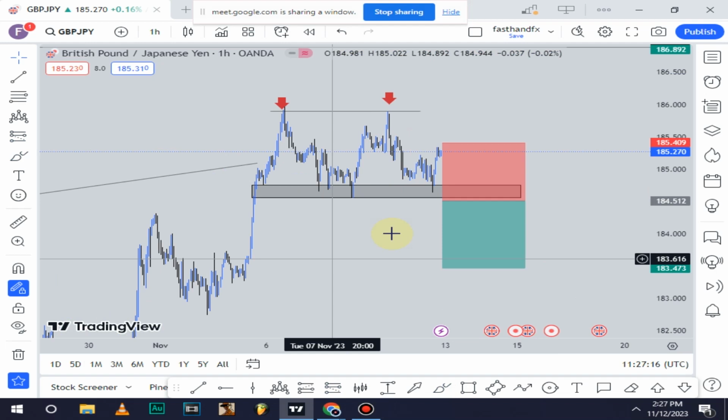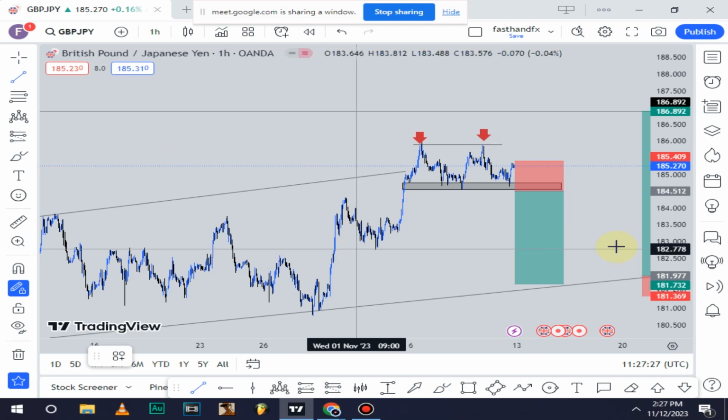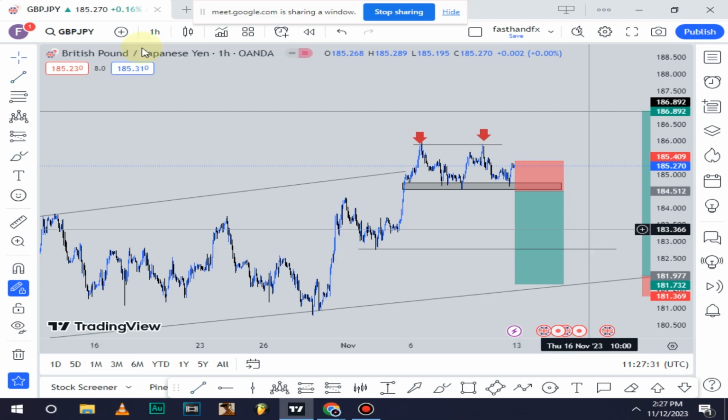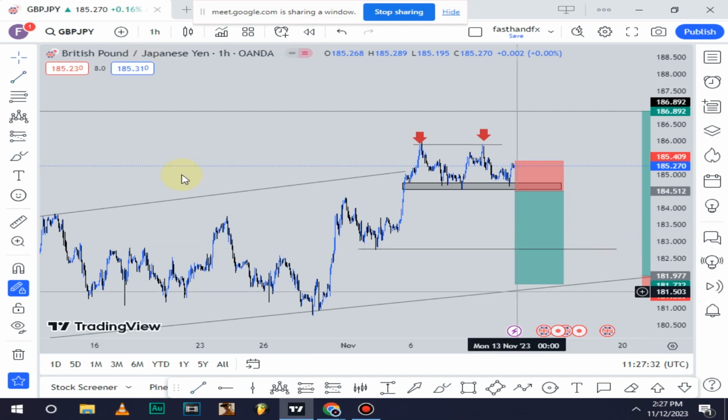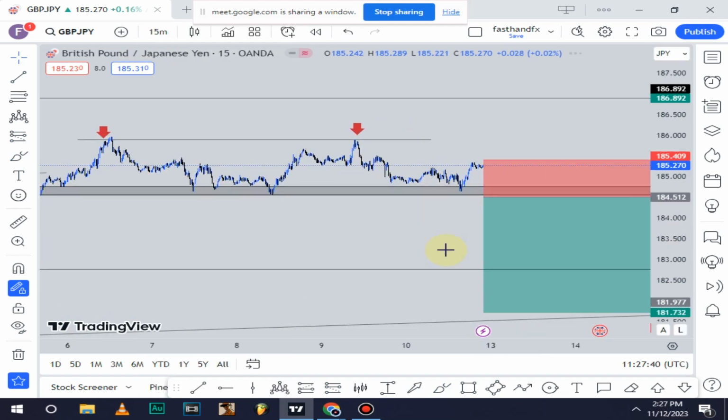This should be the first take profit, of course. Mark that as TP1, and then the final take profit. That is what the market is trying to say. So if we look at the 15, we should understand everything clearly. Let me do this. At the 15, the market did this.